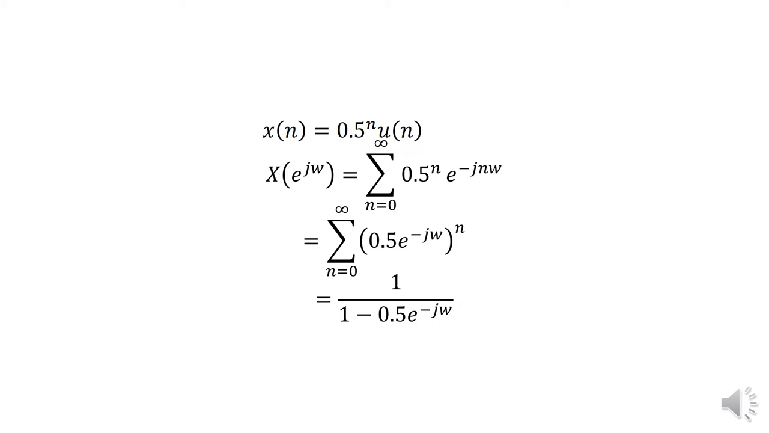again that thing will be less than 1, because e to the power minus j omega will have a magnitude of 1, because if you are writing it as a complex number, the magnitude will be 1. Therefore, 0.5 into e to the power minus j omega, that magnitude is less than 1. So therefore, we can write using the previous equation, this will be equal to 1 over 1 minus A, where A is equal to 0.5 e to the power minus j omega. Right, we will see the next example.